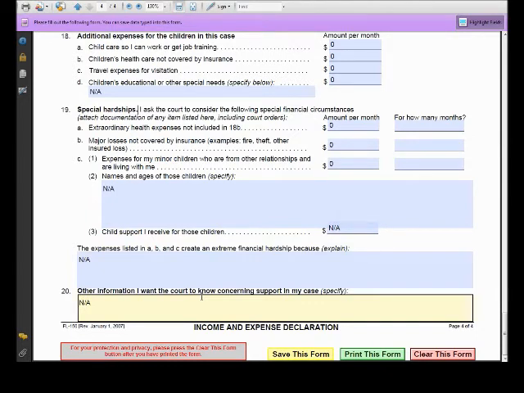Finally, double-check to make sure there are no blank spaces or lines. If so, enter 0 or NA, whichever is appropriate. If you need more space to answer any questions on this form, attach an 8.5-inch by 11 sheet of paper and write the question number before your answer. Your I&E may be returned if it is not complete.